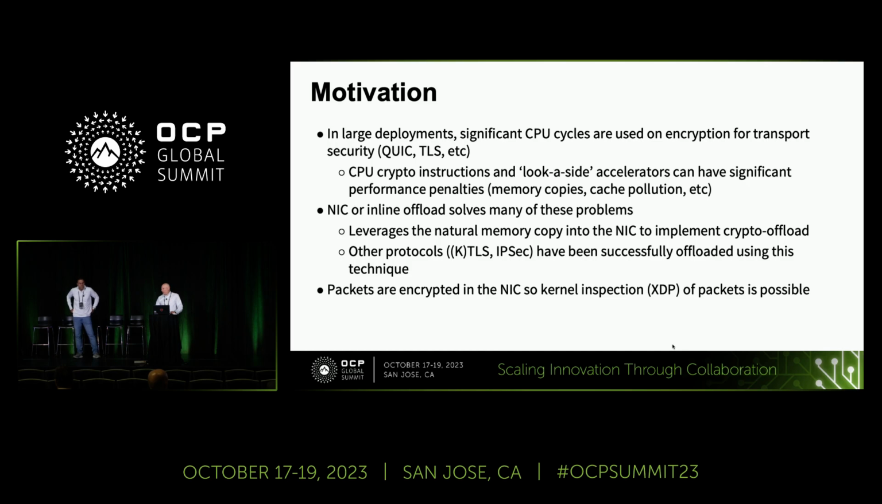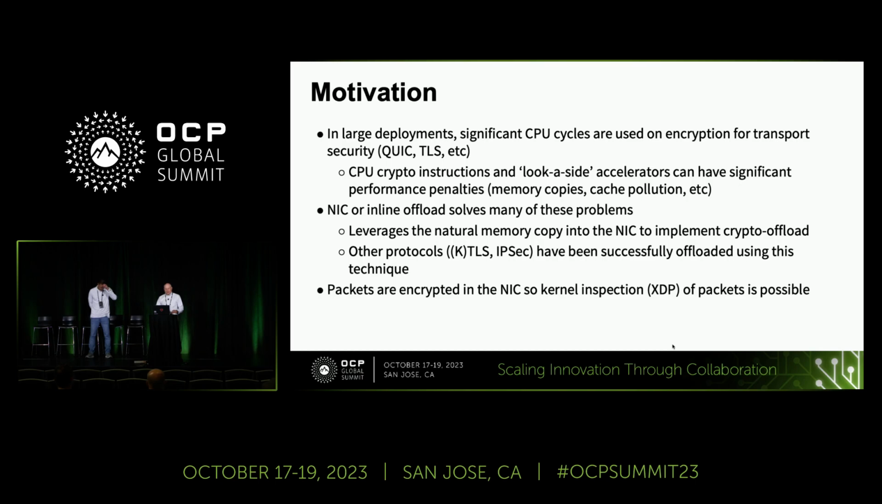All right, so I won't talk much about why we want to do transport security. I think everyone understands the pros and cons of that. What I want to really focus on is why you would want to try to offload it in a NIC. So today, even in large deployments, there's still significant CPU cycles spent on encryption for transport security. There are a number of papers on this, but the numbers quoted are anywhere from 10 to 30%, depending upon what assumptions you want to make.